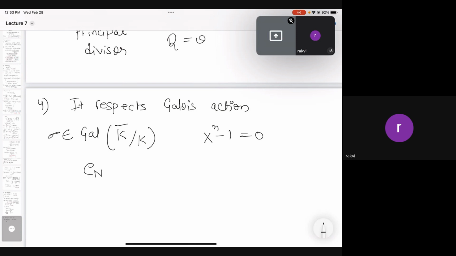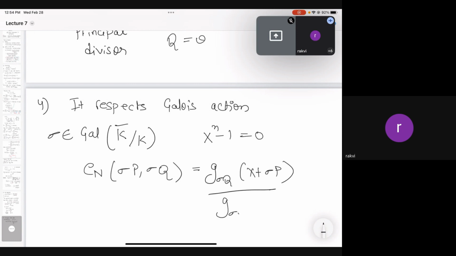So if I want to understand what is the pairing of sigma of p and sigma of q, note that sigma also acts on these torsion points, because again my elliptic curve is defined over the base field. This makes sense. And I want to understand how this is connected to e_n of p comma q that I started with. This must satisfy the obvious thing that it must be sigma of e_n of p. So this is basically g of sigma q of x plus sigma p divided by g of sigma q of x.